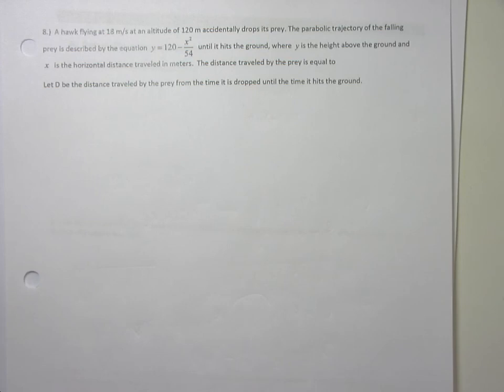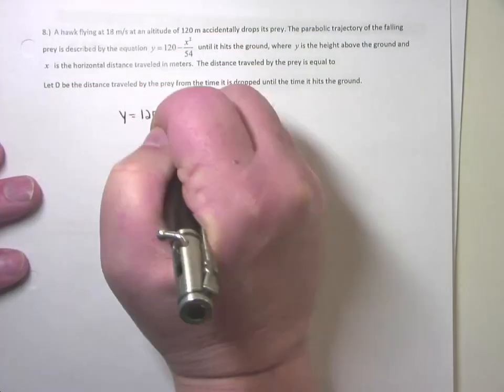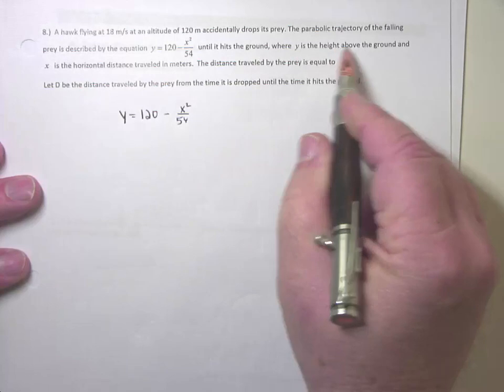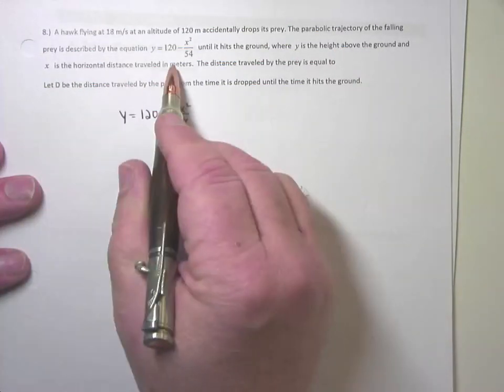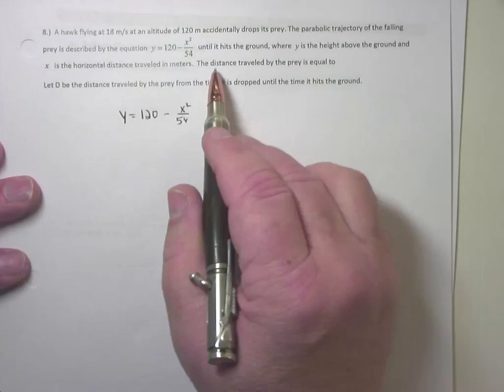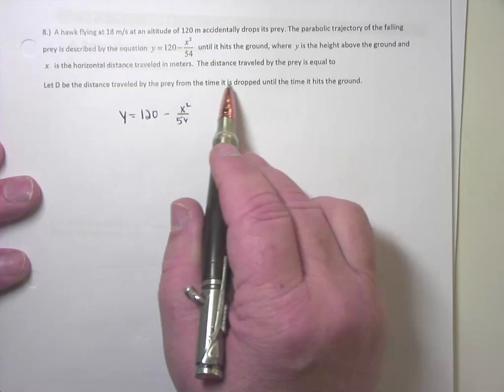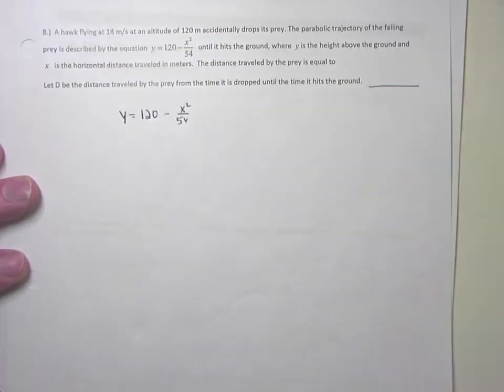So a hawk flying at 18 meters per second at an altitude of 120 meters accidentally drops its prey. A parabolic trajectory of the falling prey is described by the equation, y equals 120 minus x squared over 54, until it hits the ground, where y is the height above the ground and x is the horizontal distance traveled in meters. Let D be the distance traveled by the prey from the time dropped until it hits the ground, and that's what we're supposed to find, the distance where it hits the ground.